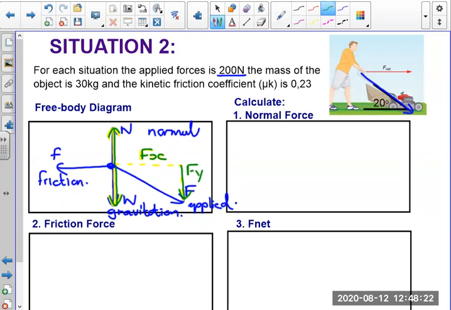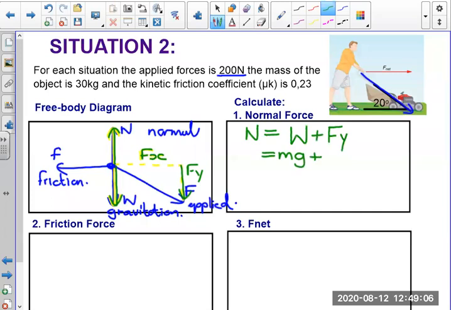Now, it means that all the forces at the top, the normal force, must be equal to all the forces that are pointing downwards. Okay. So in this case, we're going to do the following. We're going to say the normal force equals the weight of the object plus the y component of the applied force. Okay, so don't forget about the y component of the applied force. Now we already worked out the weight. The weight is m times g.